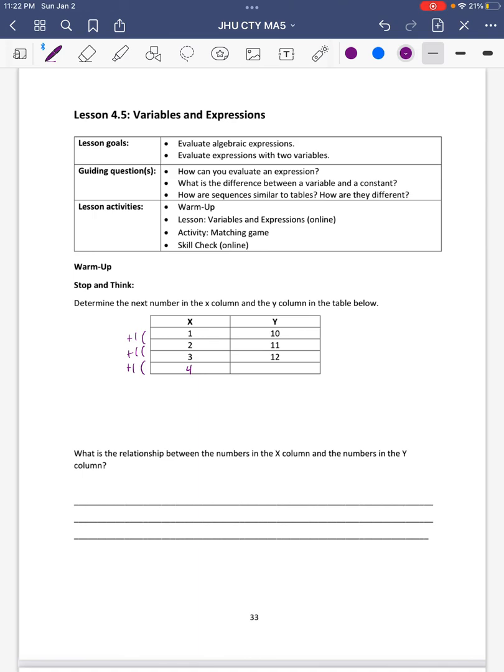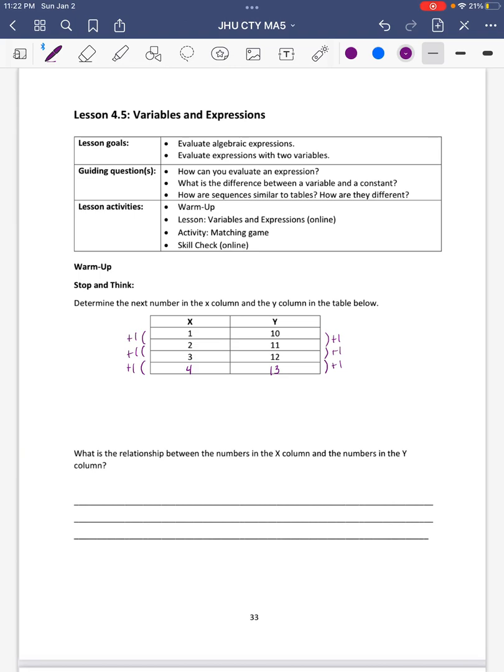Okay, again, just some wishful thinking. Hope it works out. Y is changing 10 to 11, which is add 1. 11 to 12, which is add 1. So I'm going to say, since both of those were add 1, this one's going to be add 1 too, which is going to be 13. Okay. So, pretty simple, right? The cool thing about this is x and y don't have to change at the same rate. They just happen to in this problem. So, do not assume that just because x changed by 1, that y would also change by 1. It's not always the case.